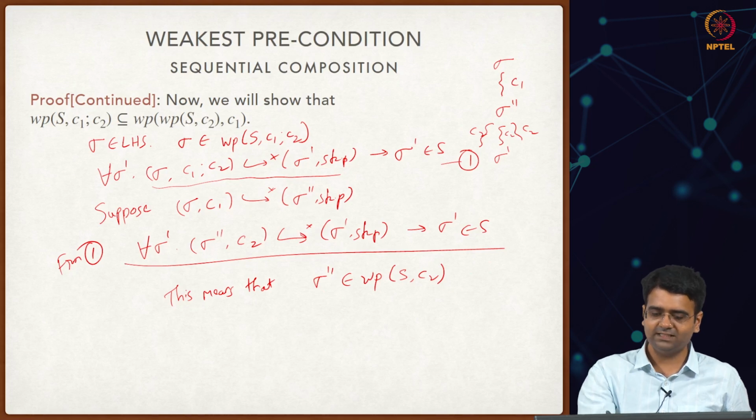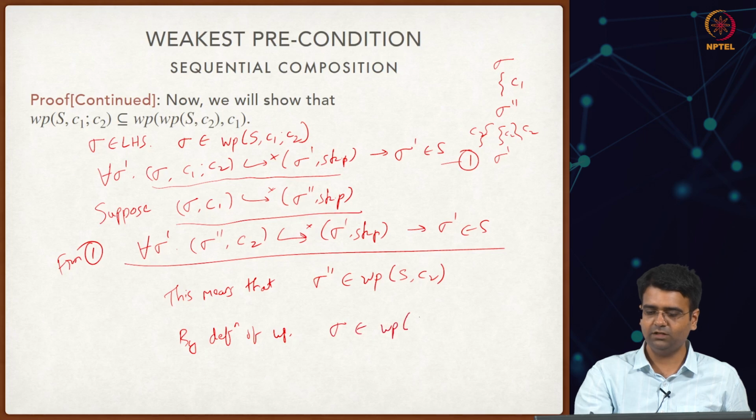now where did this sigma double prime come from, right? We said that suppose sigma C1 goes to sigma double prime comma skip. So we took any arbitrary sigma double prime that is obtained by executing C1 on sigma, and we have shown that such a sigma double prime must be in this set, right. So again, by definition of weakest precondition, this would mean that such a sigma will be in WP of S C2 comma C1, right.